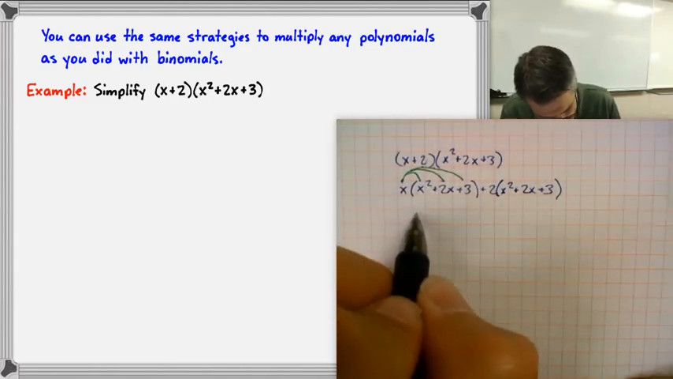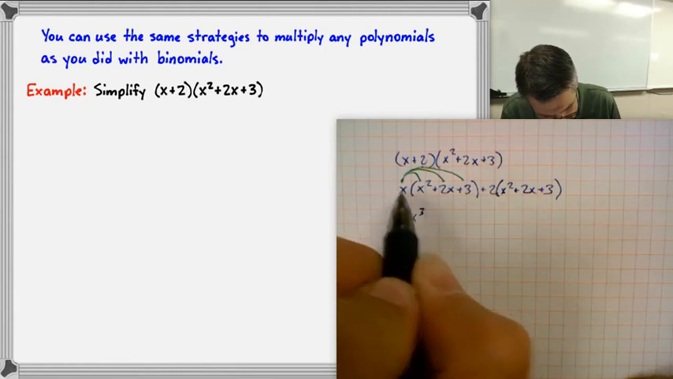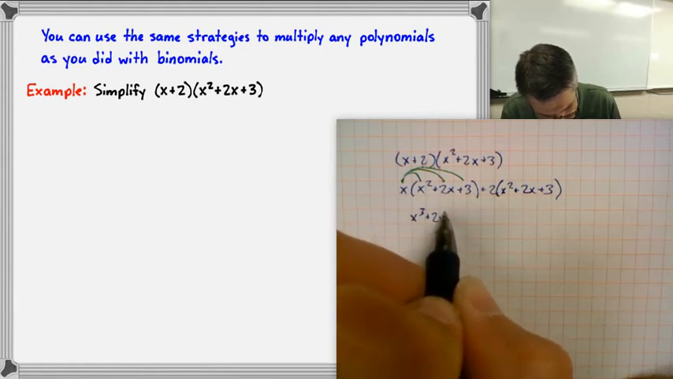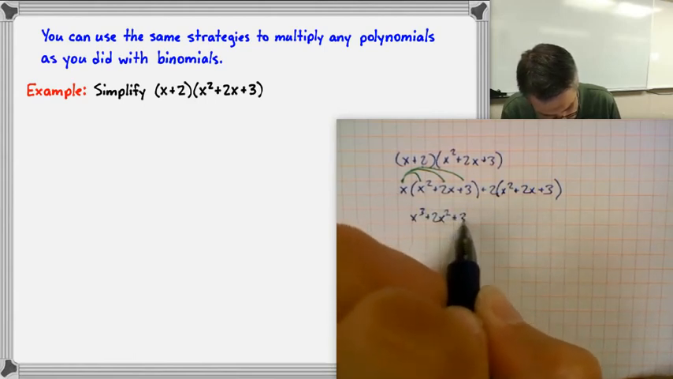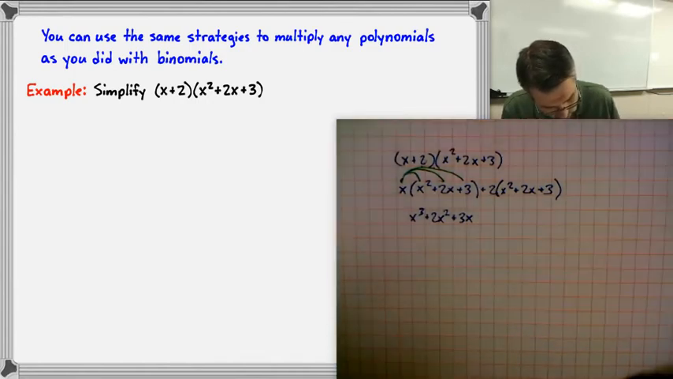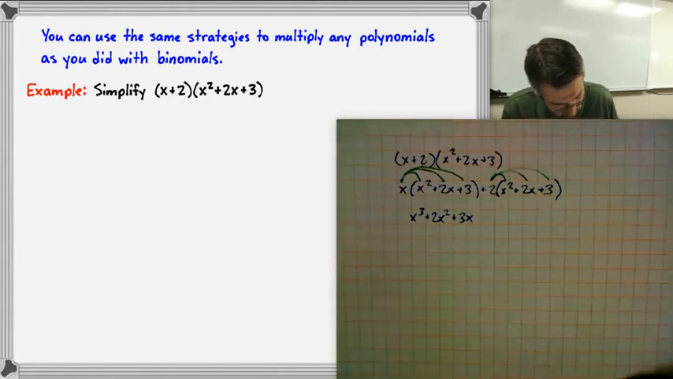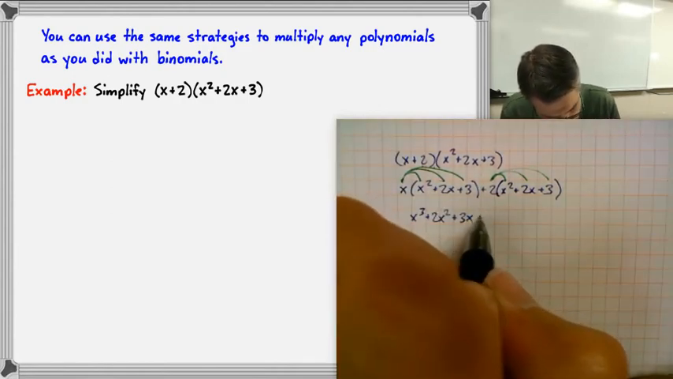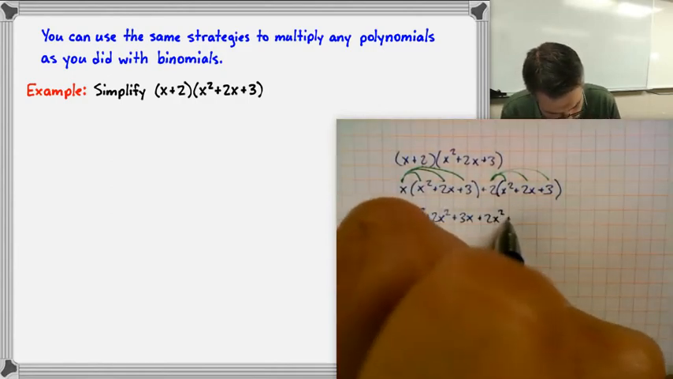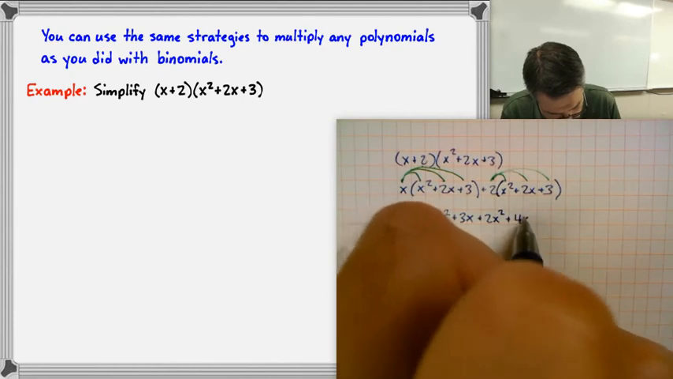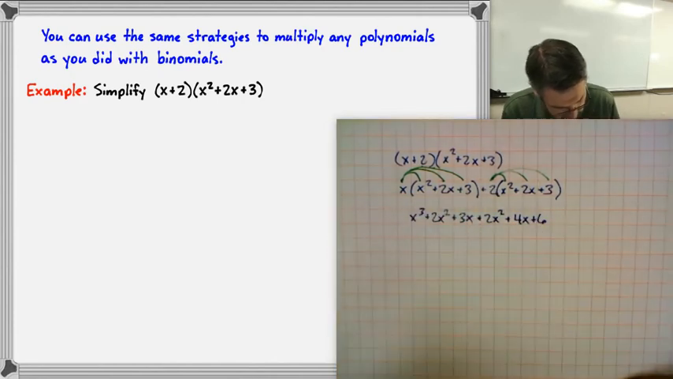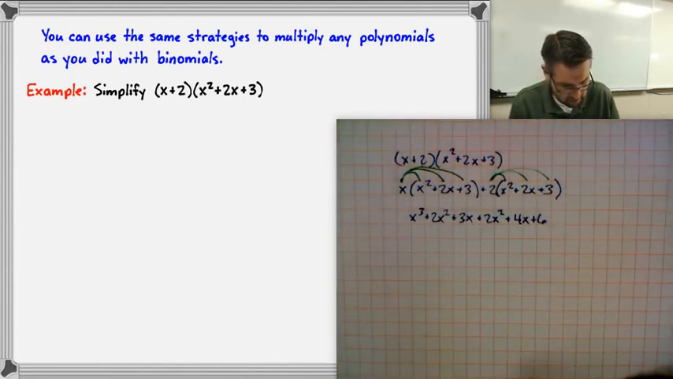X times x squared is x cubed. X times 2x is 2x squared. And x times 3 is 3x. Then we'll go ahead and multiply the 2 into the second trinomial. 2 times x squared is 2x squared. 2 times 2x is 4x. And 2 times 3 is 6. From there, we're going to combine like terms.